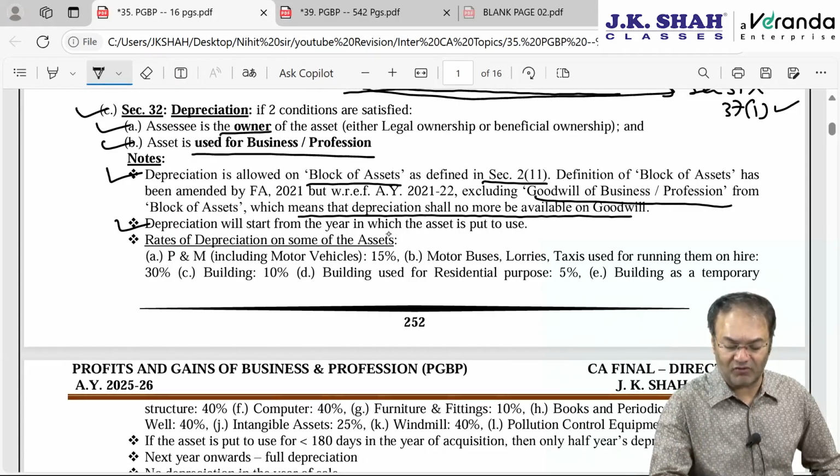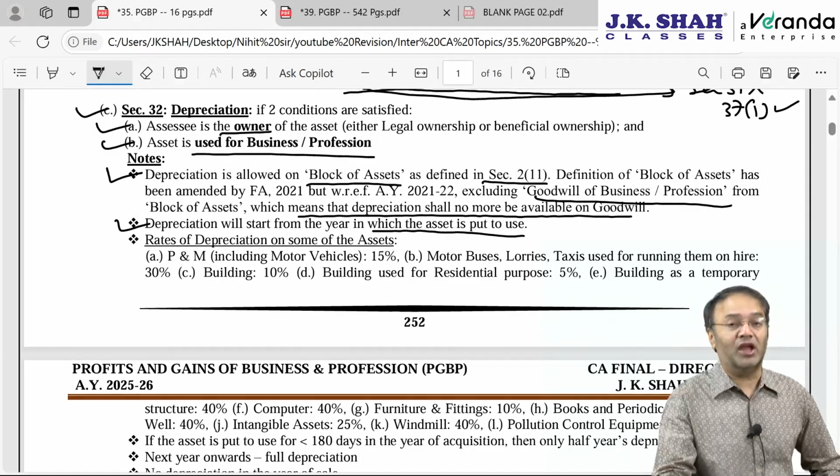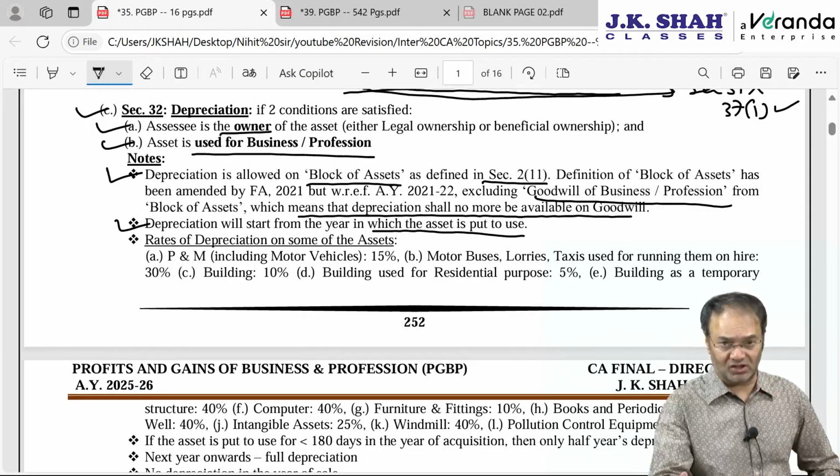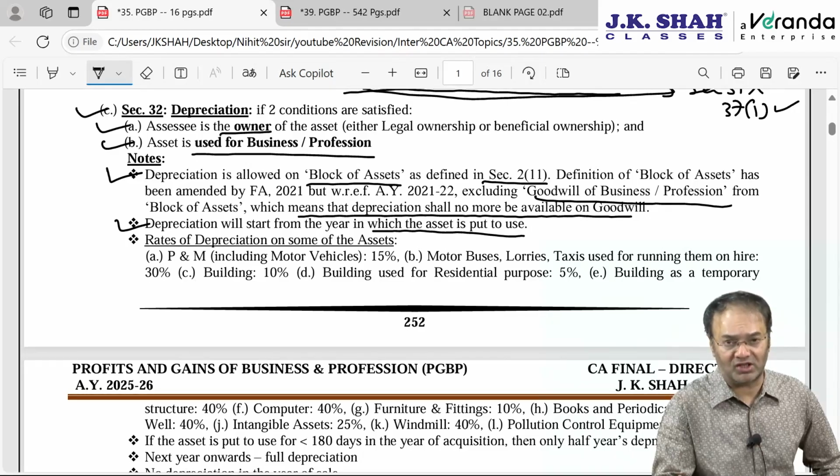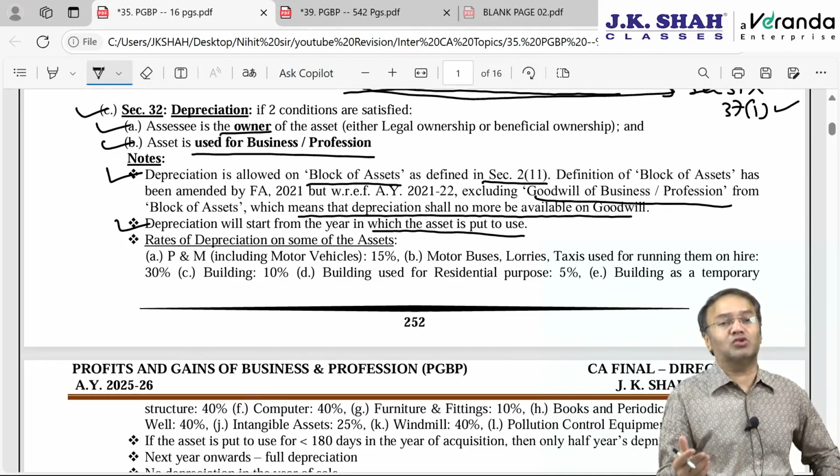Second, depreciation will start from the year in which the asset is put to use and not necessarily from the year of acquisition. Acquired today, started using from next year, put to use from the next year, which could be active use or which could be passive use.